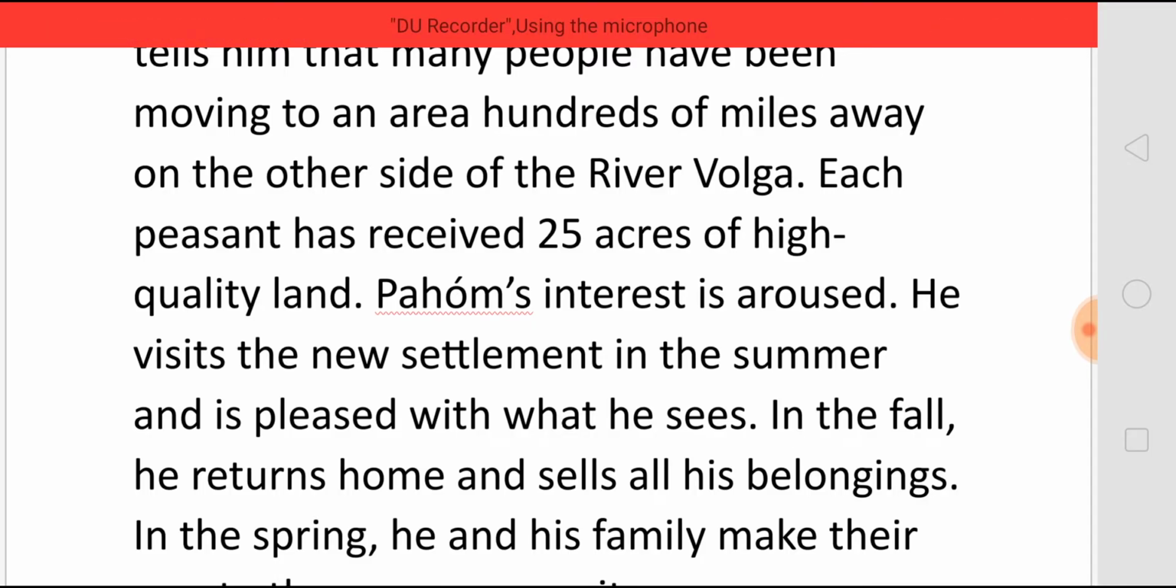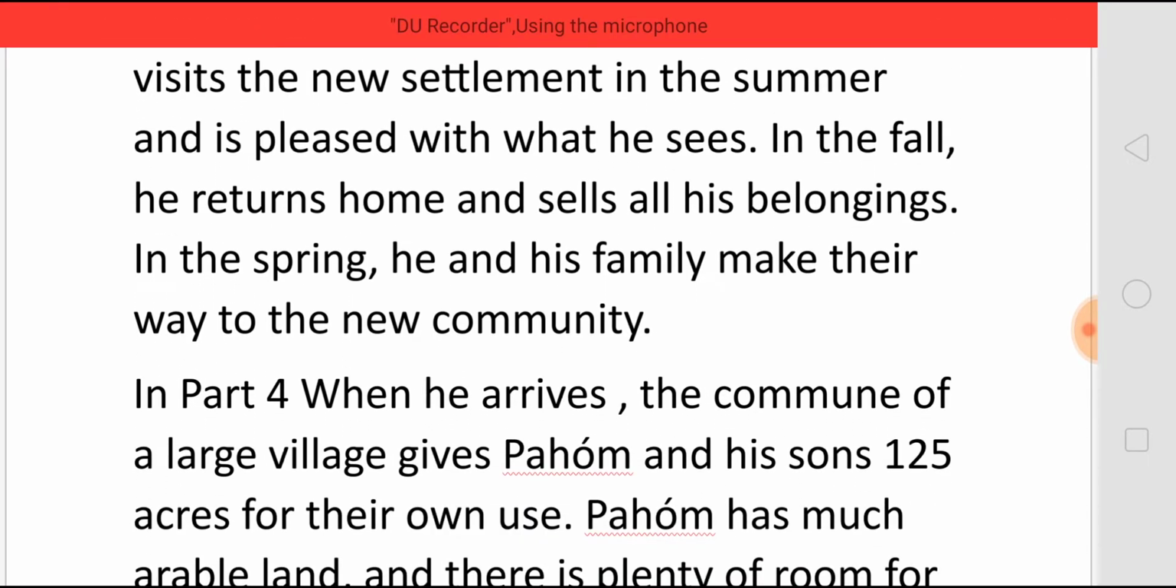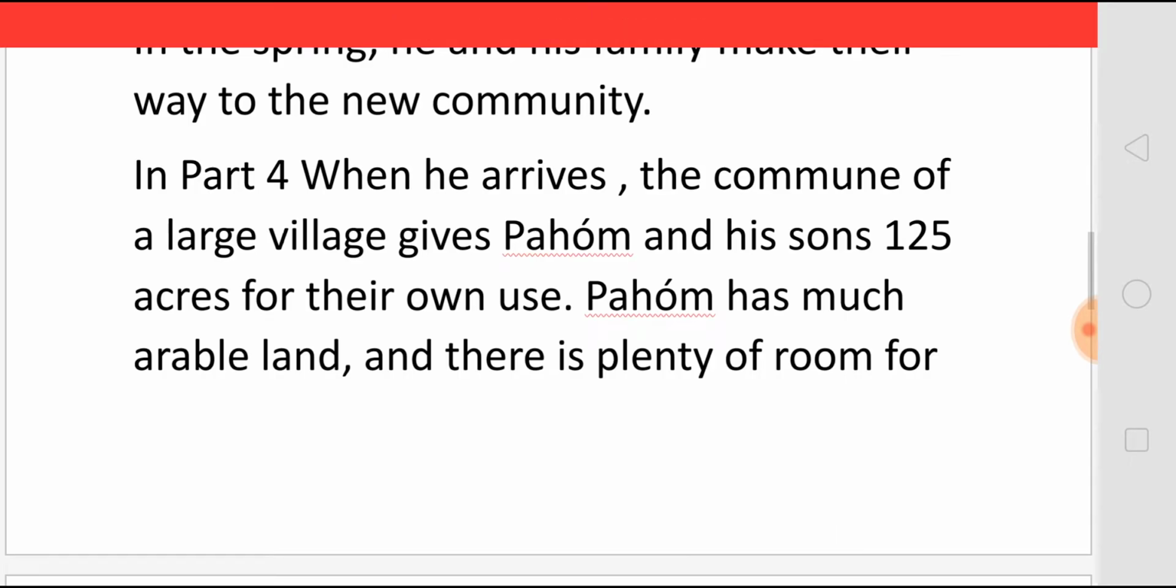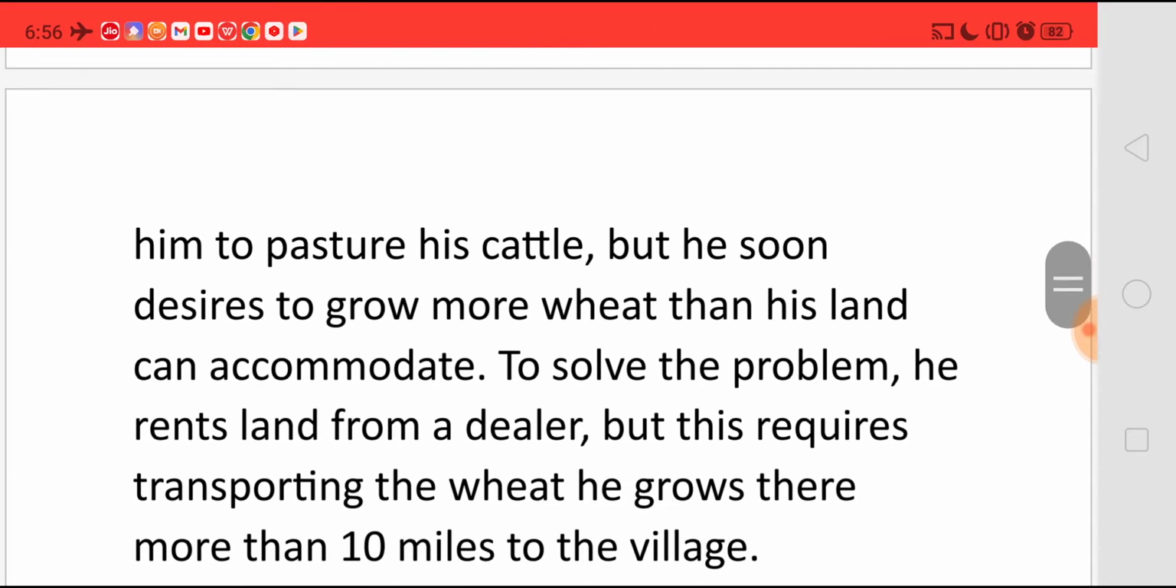In the fall, he returns home and sells whatever he has. And in the spring, he and his family go to the new community. In part 4, when he arrives, the commune of a large village gives Paham and his sons 125 acres for their own use. Now Paham has much arable land, and there is also plenty of room for him to pasture his cattle. But he soon desires to grow more wheat than his land can accommodate.